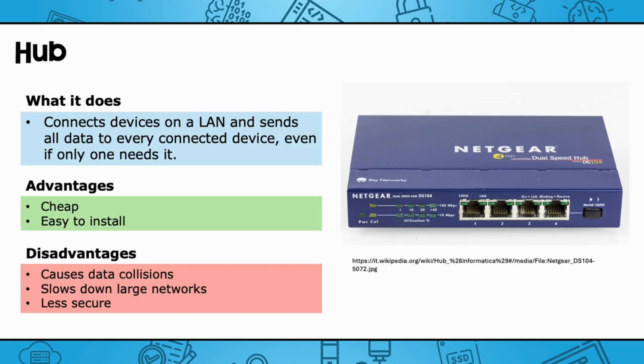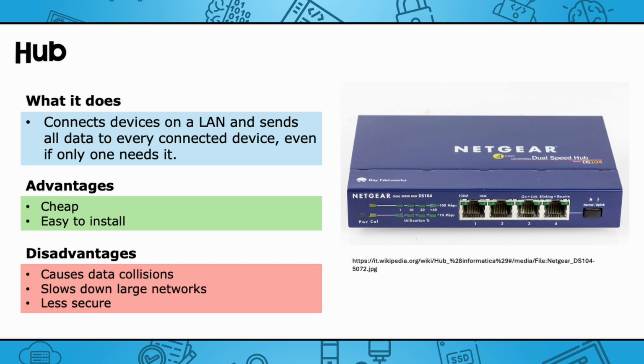So first piece of hardware is a hub. Let's think about connecting devices on a network. A hub is designed to connect your computers, your printers, or other types of devices on your local area network, and it sends data to everything that is connected to it. Advantages of hubs: they're not particularly used now, but they are very cheap and very easy to install. But disadvantages: they cause data collisions and they slow down large networks.